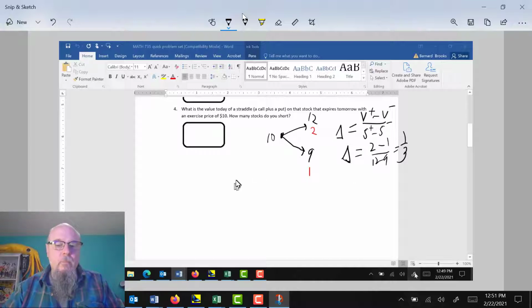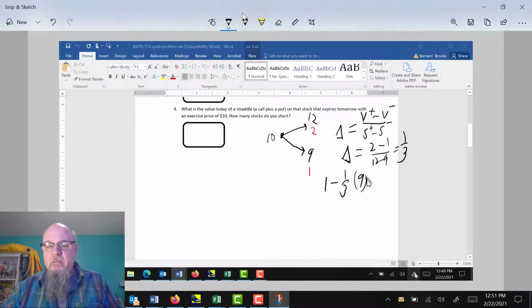So my portfolio, up or down, what's it worth? Let's look at the down part. That would be V minus 1/3 times the stock value. So that would be minus 2. So the portfolio should be worth minus 2.